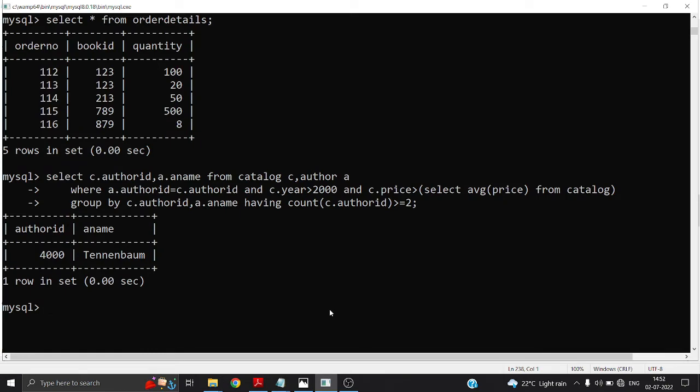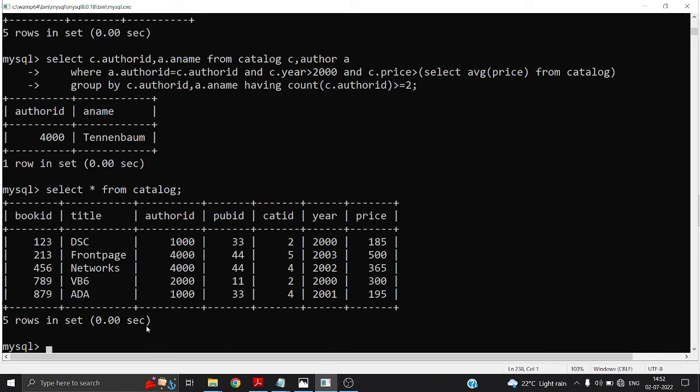Let me show you. See, 1000 and 1000, this is the author having two textbooks. 4000 and 4000, here this is also having two textbooks. When we look at the table, these two authors have two or more books. That means these two authors have two textbooks available. The first condition is satisfied.